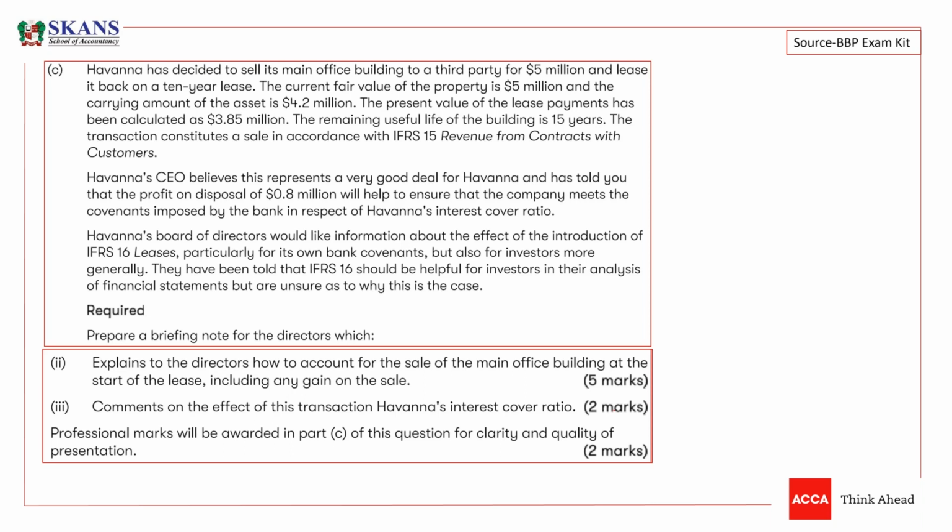Explain to the directors. They are saying explain. So you have to explain to the directors how to account for the sale of the main office building at the start of the lease, including any gain on the sale. So you have to tell them how to treat this, and you have to book any gain or loss. The third requirement is to comment on the effect of this transaction on the interest cover ratio.